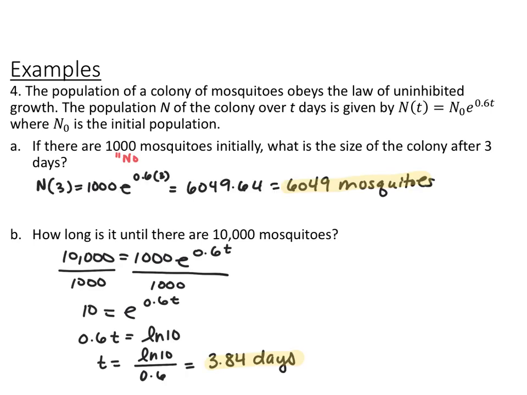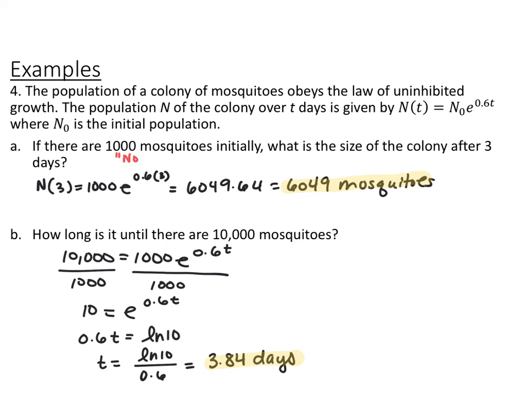For part A, they tell us that there's 1,000 mosquitoes initially, and N naught represents the initial value, so I plugged that in for N naught in our function. And then I plugged in t to be 3 because they told us 3 days, and then just plugged all that in my calculator. I ended up with 6,049 mosquitoes.